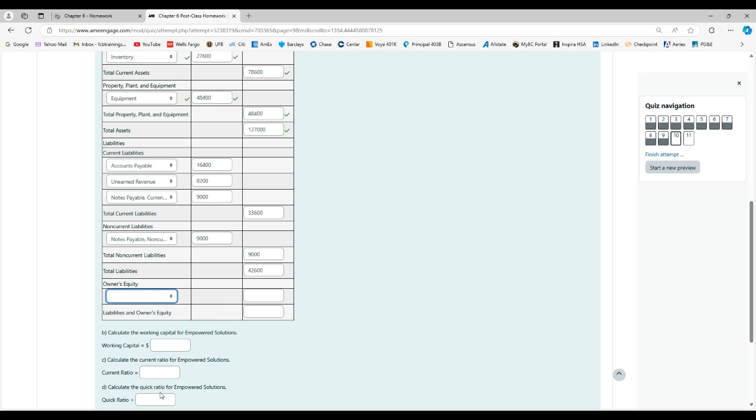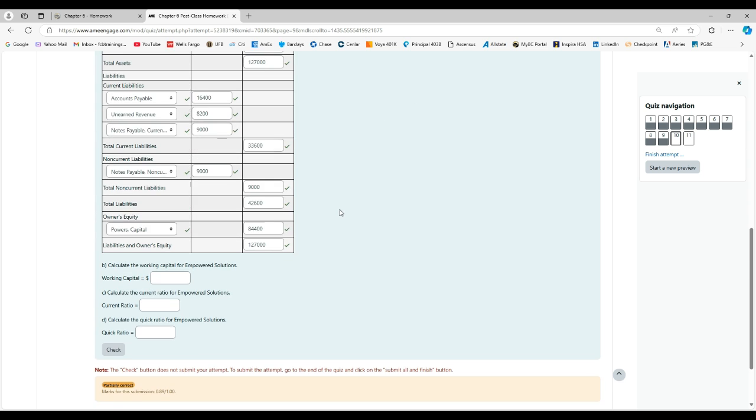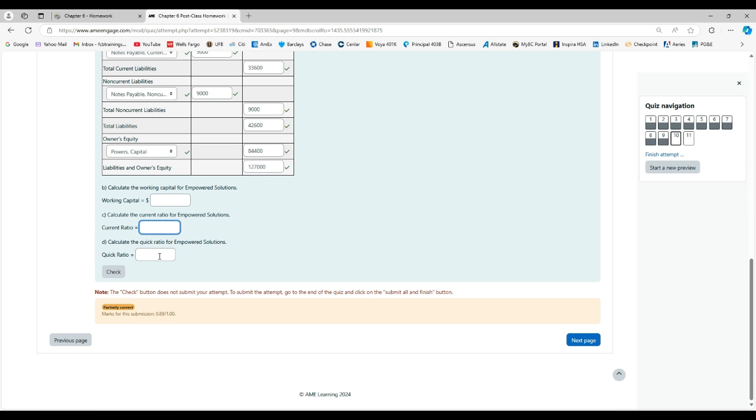And then we've got an equity account that shows 84,400. And 42,600 plus 84,400 totals up to 127,000. That's good. Our assets equal our liabilities and equity, which is what we want to see per our accounting equation. So we're good there, and then we want to do working capital, the current ratio, and the quick ratio. At this point, it's just going through and calculating these out.